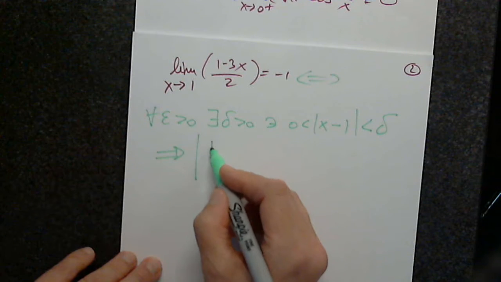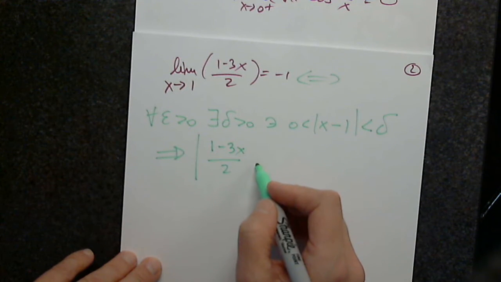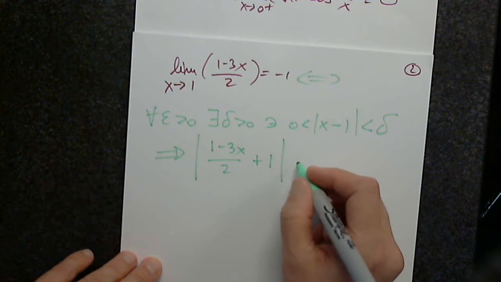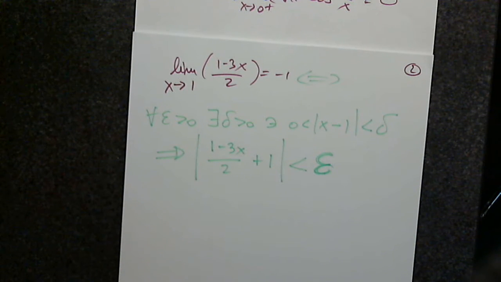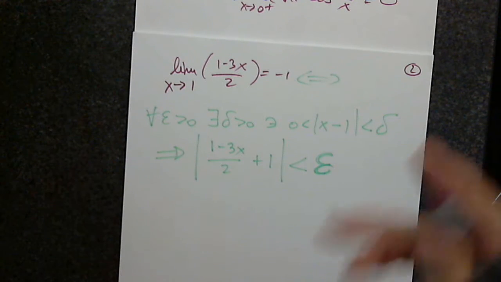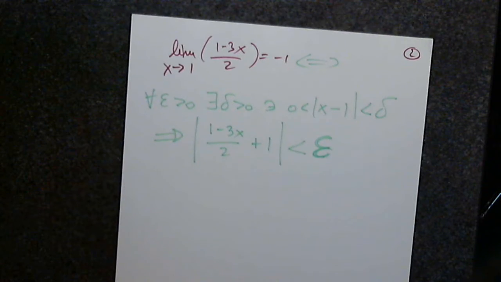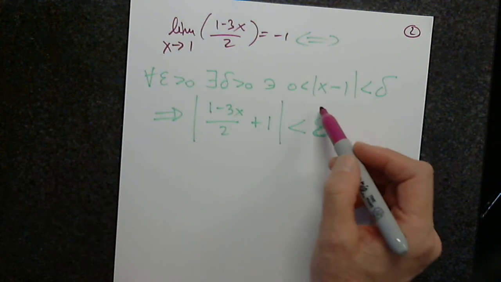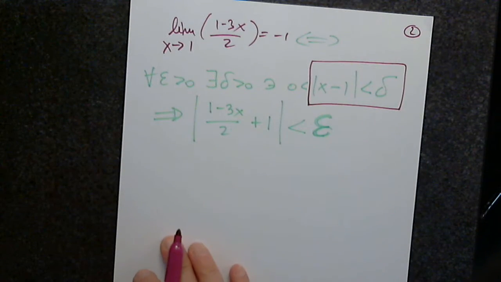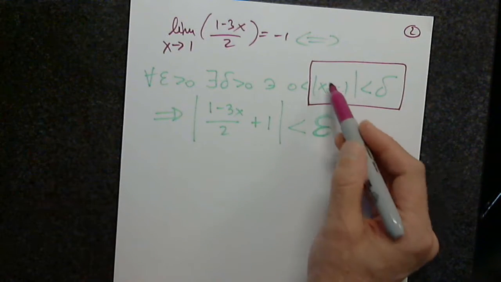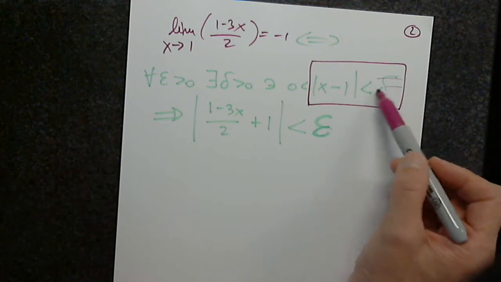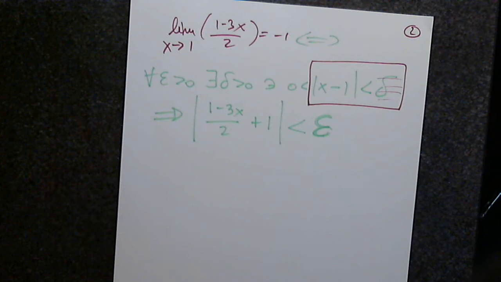the absolute value of (1 minus 3x) over 2 minus negative 1 is less than epsilon. Awesome, well done. Where do we start? Correct, right here. And what do we want to obtain? This is our target. If I process this inequality as much as possible and I get something like this with the absolute value of x minus 1, then this quantity on the right-hand side will be delta. But I have to have a clean absolute value of x minus 1 on the left.